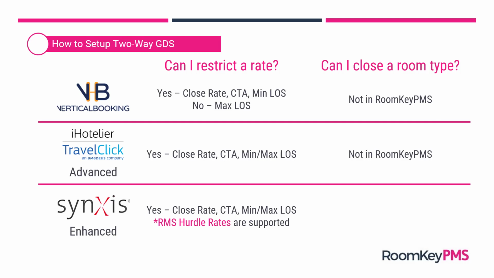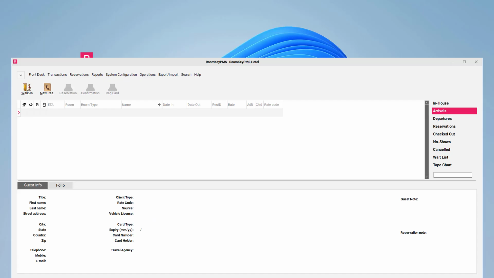Now for SynXis Enhanced, you actually do have the ability to close a room type in RoomKey, and you would use the room inventory tool. So let me show you where that is in RoomKey.